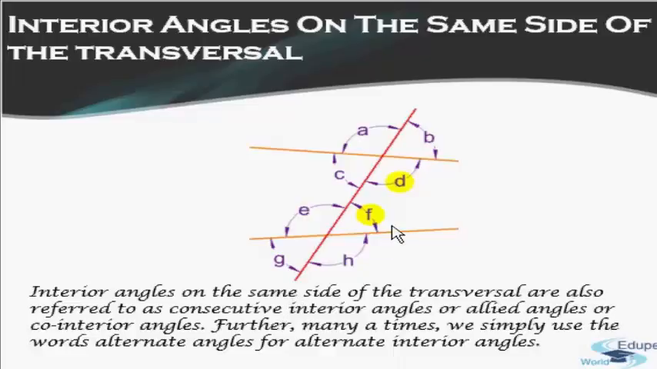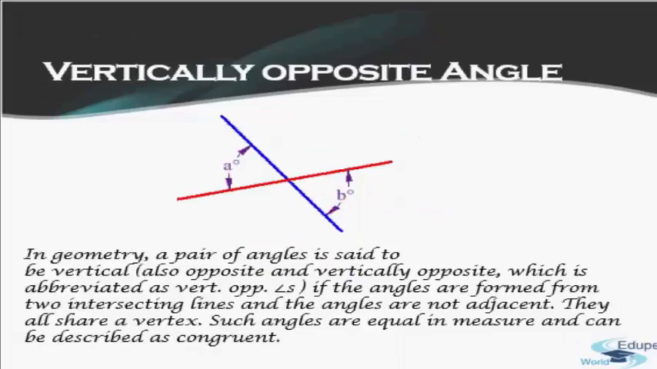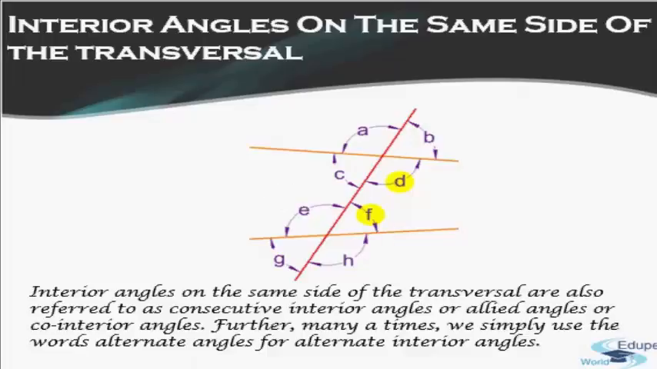The easiest that I find are the vertically opposite angles. If you look over here, you're going to see that F and G are opposite, so they're going to be equal. A and D are going to be equal. B and C are going to be equal. E and H are going to be equal. After you're done with that, you can find out alternate interior angles. We know the properties of alternate exterior angles and the interior angles of the same side.